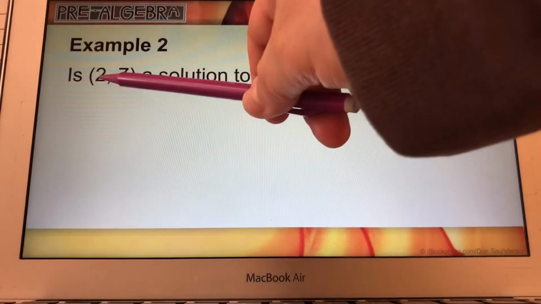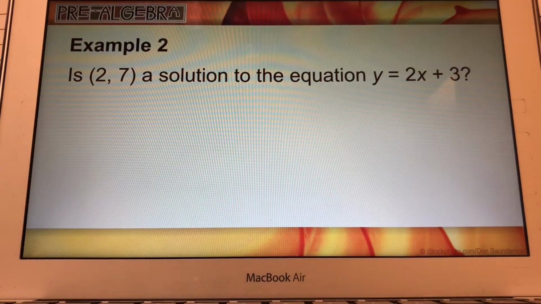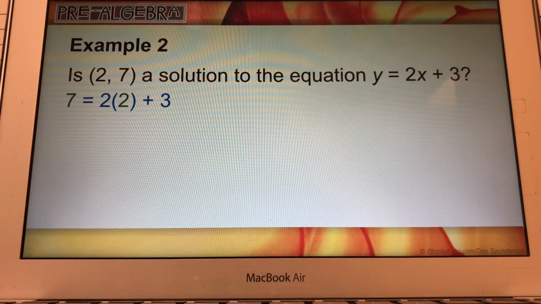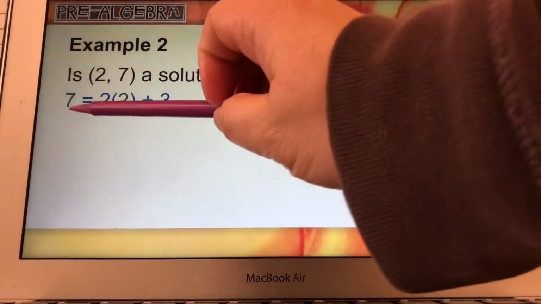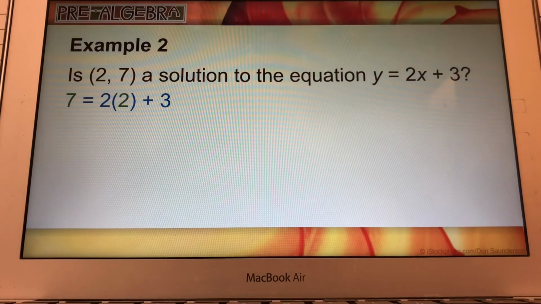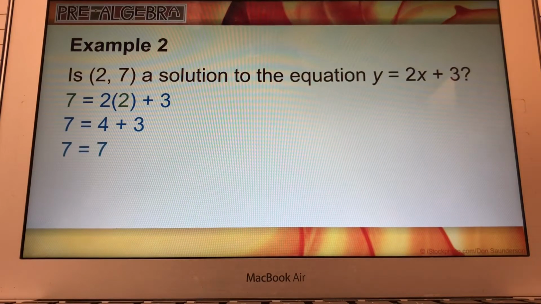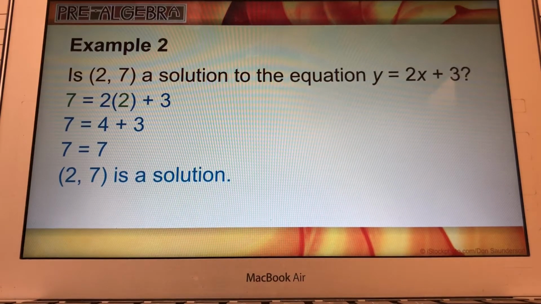Now, here's another example. Let's say we have 2, 7. Is this a solution for this equation? y equals 2x plus 3. Well, you're going to plug in 2 for your x. Okay, so you have 2 times 2 plus 3. Does 7 equal 2 times 2 plus 3? 2 times 2 becomes 4, right? 4 plus 3 equals 7, equals 7. So yes, this 2, 7 is a solution. And there you have that, okay?